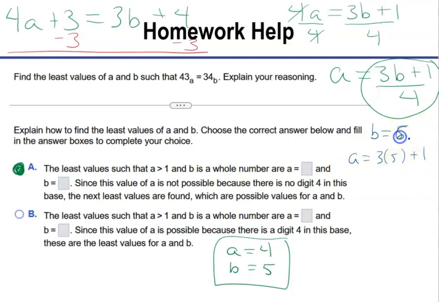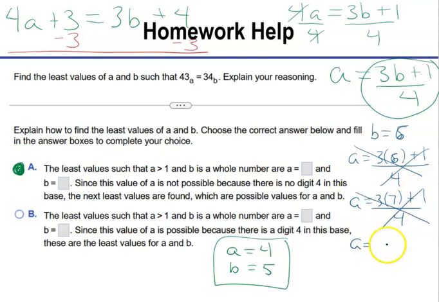Let's let b equal 6. How about it? 6 over 4. That would be 18 plus 1 is 19 over 4. That's not a whole number. Let's let a equal 3 times 7 plus 1 over 4. That will give me 3 times 7 is 21, plus 1 more is 22, but 22 is not divisible by 4 in the whole numbers. Okay. So how about 3 times 8 plus 1 divided by 4? That would be 25 divided by 4, not a whole number.